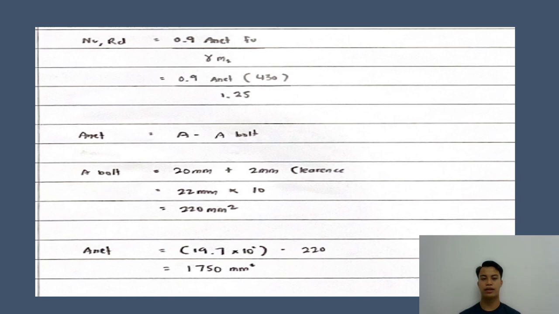After we get the Npl,Rd, now we need to find the Nu,Rd. So the Nu,Rd is 0.9 Anet times fu over gamma M2. To find the Anet, the formula is A minus A bolt. To find the A bolt, it is 20 mm for the size of the bolt plus 2 mm of clearance, so it is 22 mm times 10, so the total is 220 mm. For the Anet it is 19.7 times 10 to the power of 2 minus 220, and the result is 1750 mm.